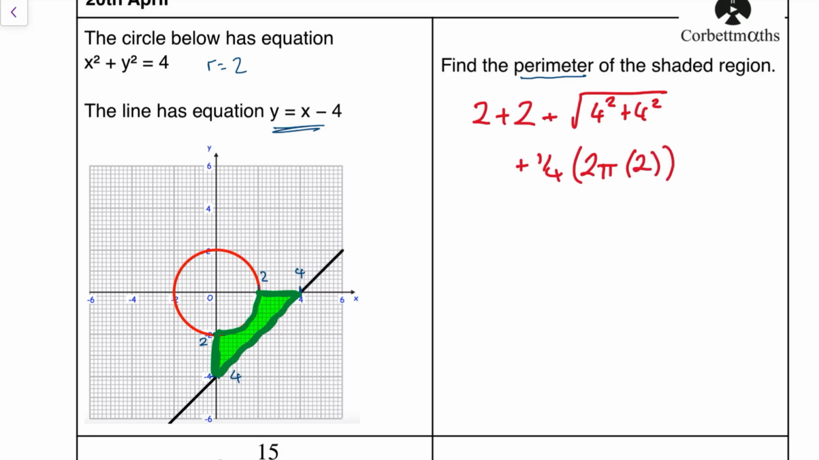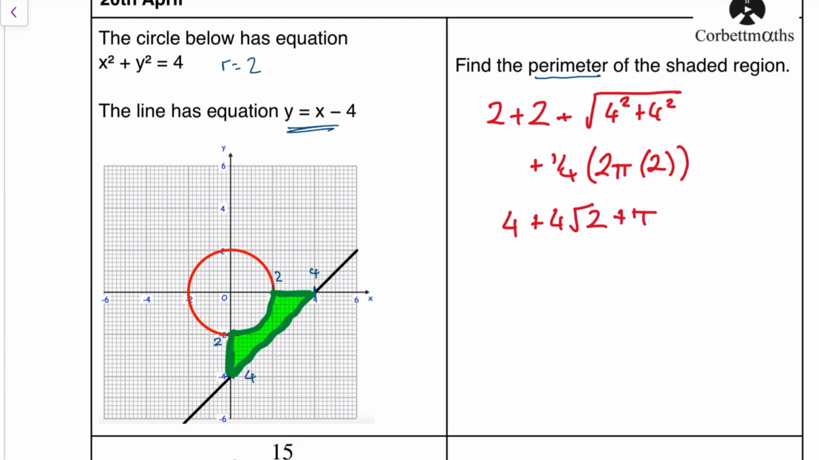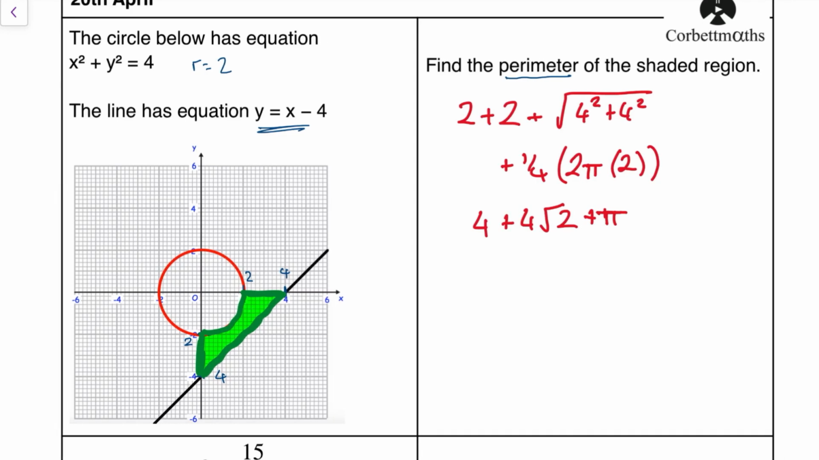And let's pull all this together. So 2 plus 2 is 4. 4 squared plus 4 squared is 32. The square root of 32 is 4 root 2. And a quarter times 2 is 1, which is just pi. And so that in exact form, let's just neaten that up, in exact form is my final answer. But let's just get my calculator out anyway. That is approximately, I'm going to switch pen, I prefer blue, that's approximately 12.8 units. Good question.